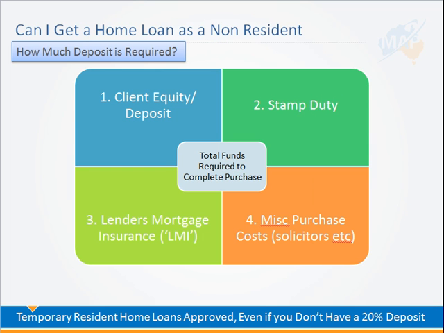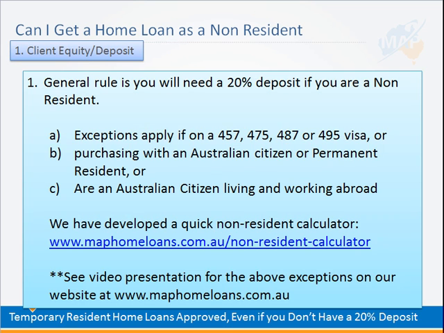With deposit, a common question is how much do you need? You need enough to fund your deposit. That's that grid point 1 there, client equity or deposit. You need enough for stamp duty. You may also need to pay lender's mortgage insurance depending on whether you're borrowing more or less than 80%, and you also need enough for all your extra costs like solicitors and building and pest inspections and things like that. So looking at each one of those in turn.